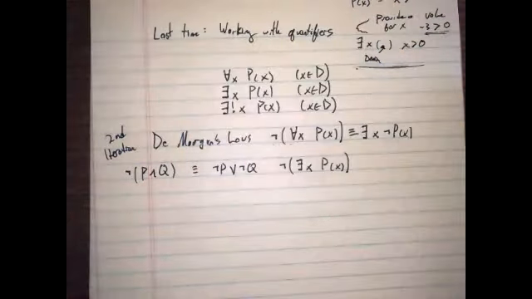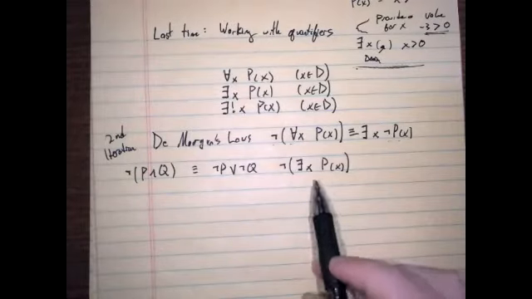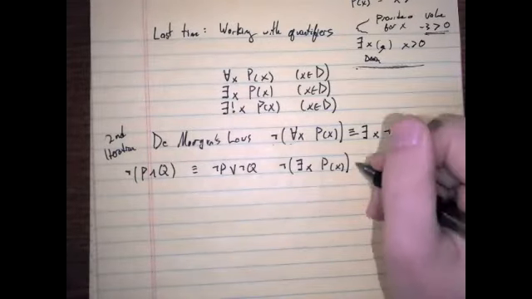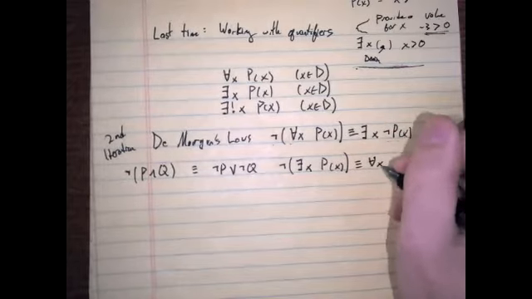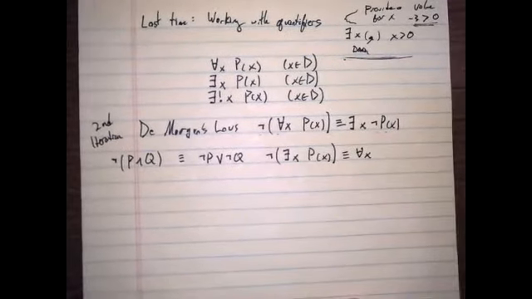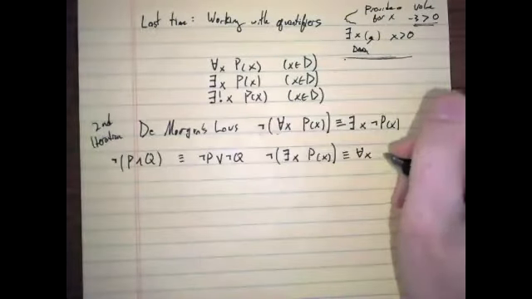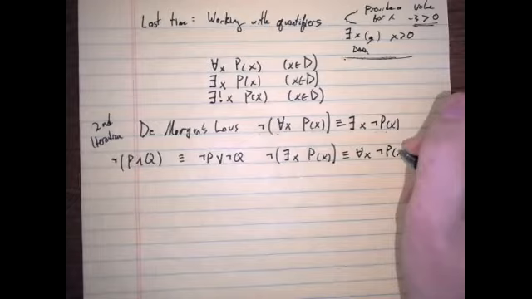There are no x such that P of x holds. Yeah, there are no x such that P of x holds, or for all x, what holds? The negation of P of x. Yeah, exactly. For all x, the negation of P of x holds.